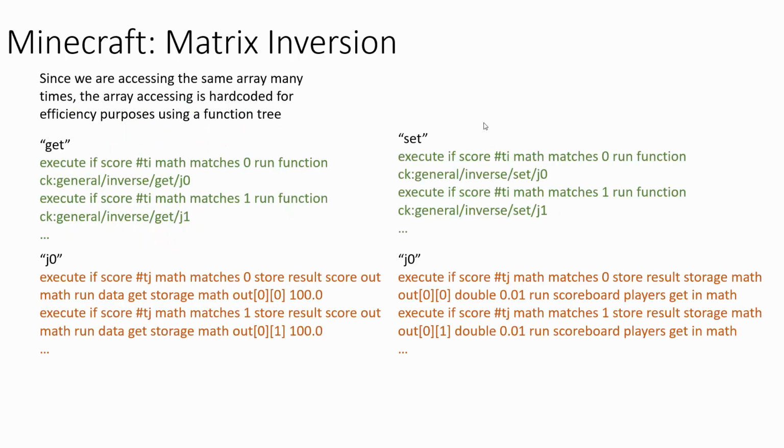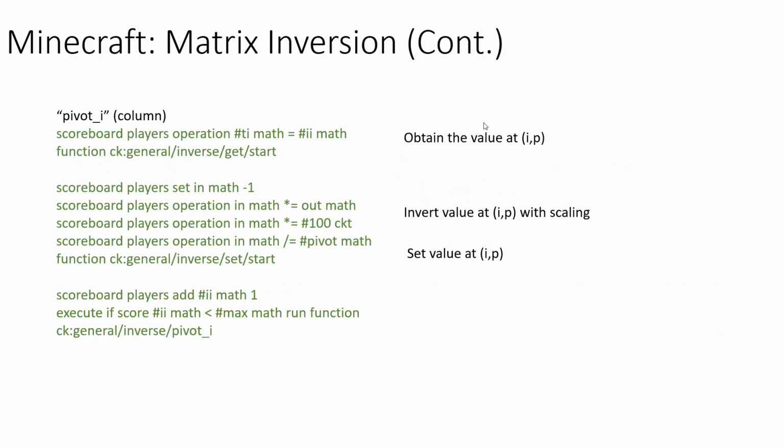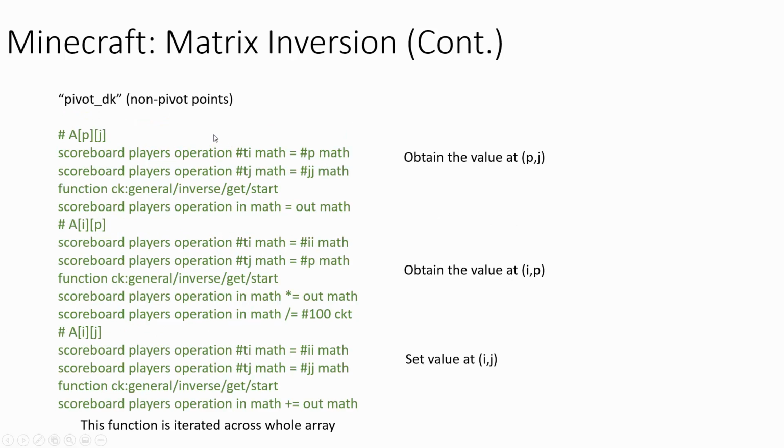So how do we do this matrix conversion? We have to do the 3 different pivoting math stuff: pivot the column, pivot the row, and pivot the non-pivot rows and columns. So to pivot the column, we grab the element at IP, and then we invert the value. So we do the math on the value, and then we set it back. Simple. And you do that and then you iterate for all of the values of I, so that it will get the whole column.